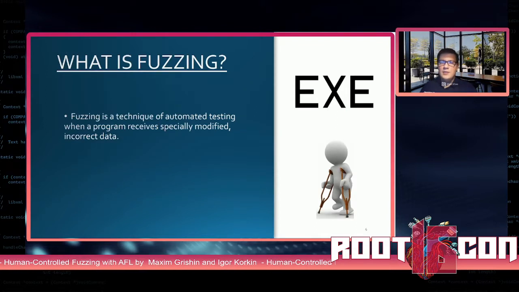Fuzzing is a popular method of program analysis. It's a technique of automated testing when a program receives specially modified and incorrect data which can lead to its emergency state or undefined behavior. Of course, with the help of fuzzing, it is possible to identify a large number of bugs and, at least, a large number of vulnerabilities.